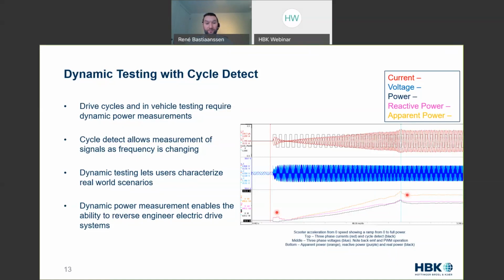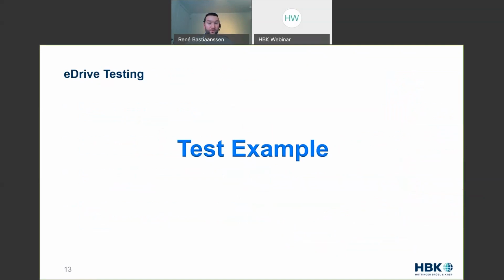So far we have learned drive cycles and in-vehicle testing require dynamic power analysis. Cycle detection allows for this dynamic measurement. Dynamic testing lets users characterize real-world scenarios. And it also enables us, as we see here, to reverse engineer any equipment and see how it behaves in specific conditions. So let's go into a little test example of a full drive cycle.